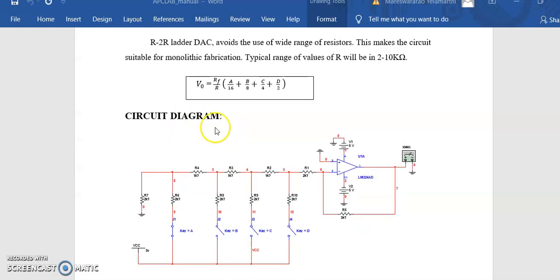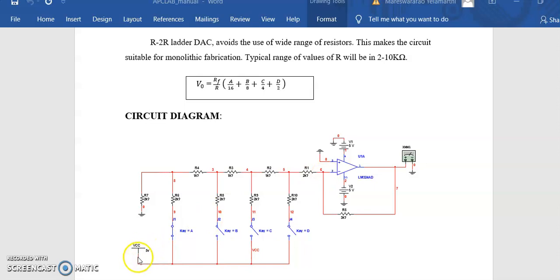Okay, this is our circuit. In this circuit, these are the 2R resistance values: 2k, 2k, 2k. And these are the 1R resistance values. The 2R resistors are connected in parallel and the series resistors are R resistors, that means 1 kilo ohm resistors. Our feedback resistance is this one. It is an inverting R to 2R ladder digital to analog converter.